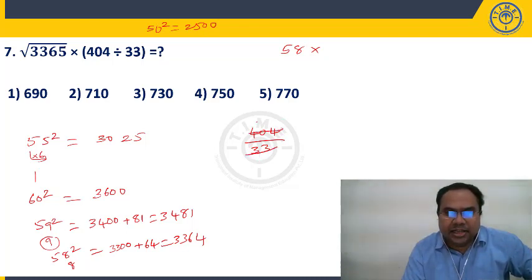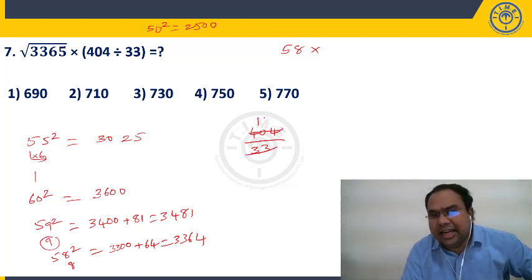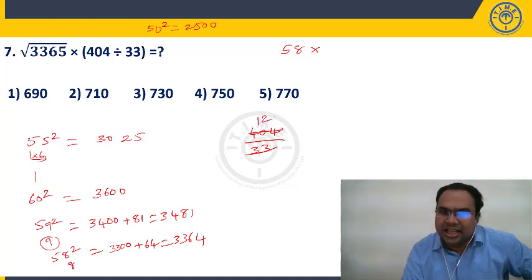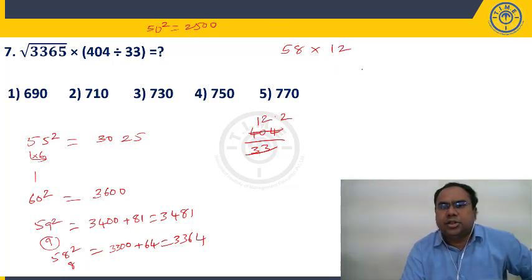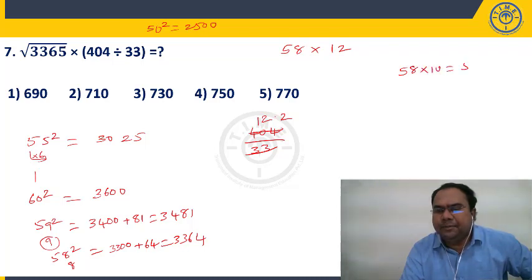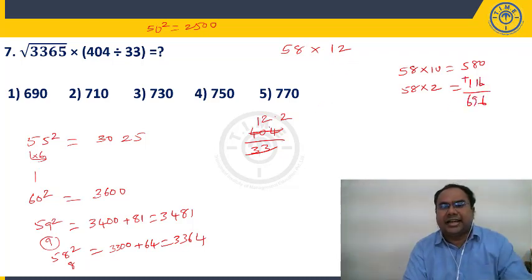33 ones are 33, 74. 33 twos are 66. Again put a point. So 74, another 80, again 33 twos, approximately 12.2 I am getting. I'll take it as 12. Right? So how much is 58 into 12? 58 into 10 is 580. 58 into 2 is 116. So it is 696. In fact, it is not 12.